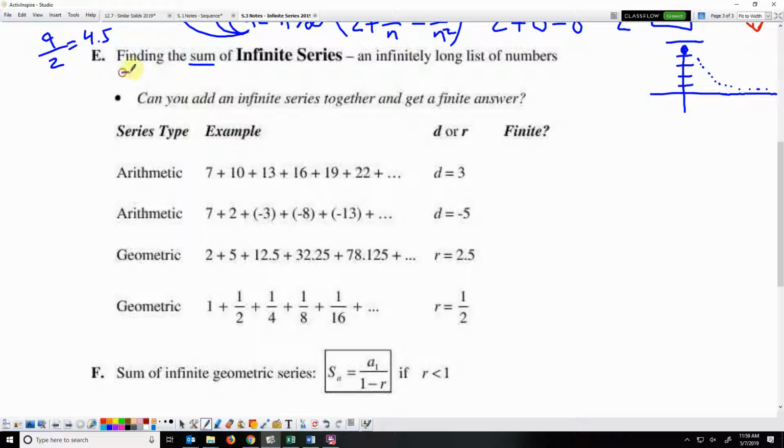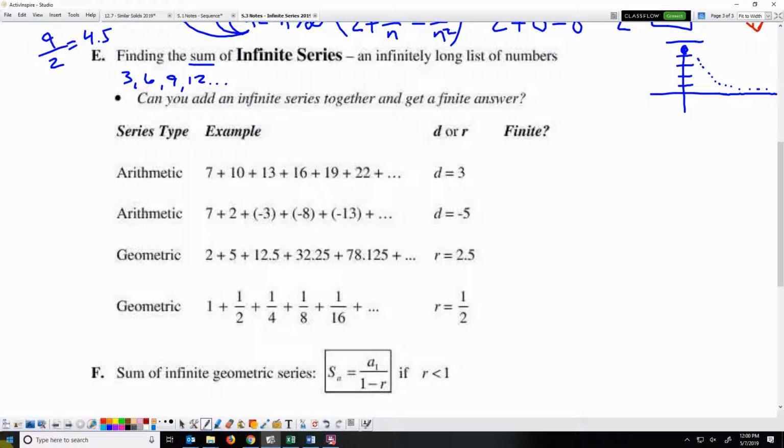If the sequence was like this, 3, 6, 9, 12, can you find the sum of all the terms of that sequence? Well, sure, because it ends at 12, you can add 3 plus 6 plus 9 plus 12. But what if it went on forever? 3, 6, 9, 12, 15, 18, and it just keeps going forever. Is it possible to add all the terms of that infinitely long sequence? And the answer is no, because that sum is actually going to be infinitely large.